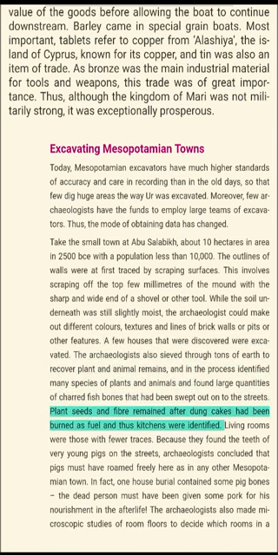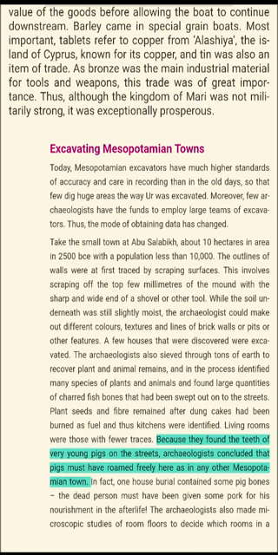The archaeologists also sieved through tons of earth to recover plant and animal remains, and in the process identified many species of plants and animals and found large quantities of charred fish bones that had been swept out onto the streets. Plant seeds and fiber remained after dung cakes had been burned as fuel, and thus kitchens were identified. Living rooms were those with fewer traces.